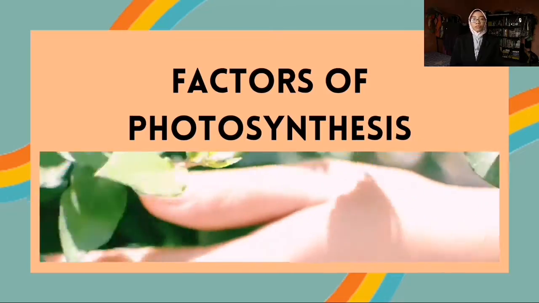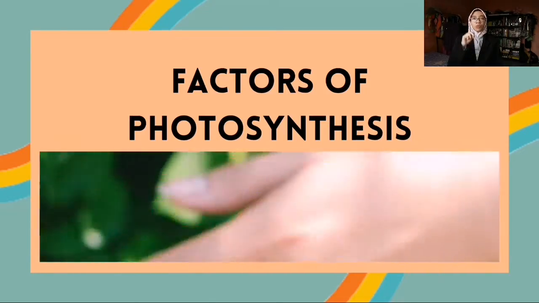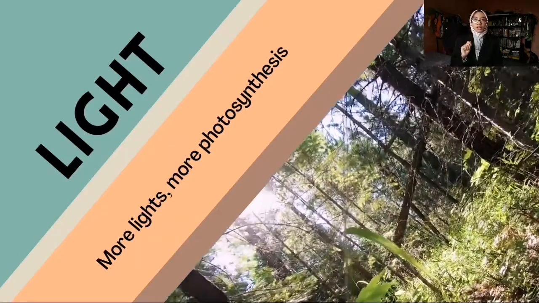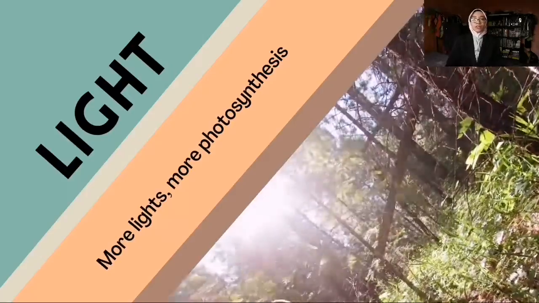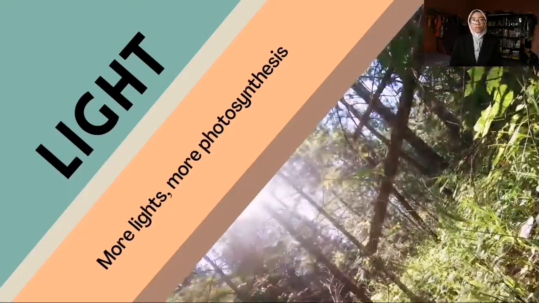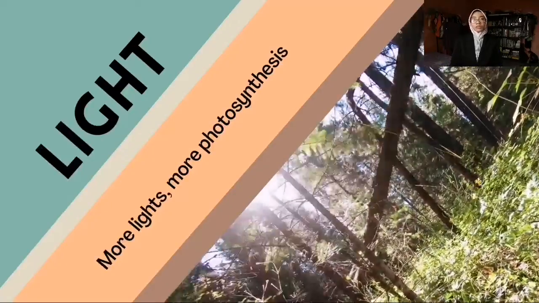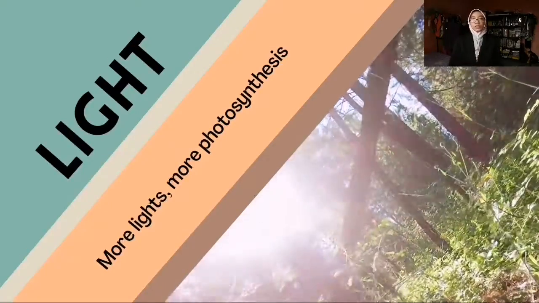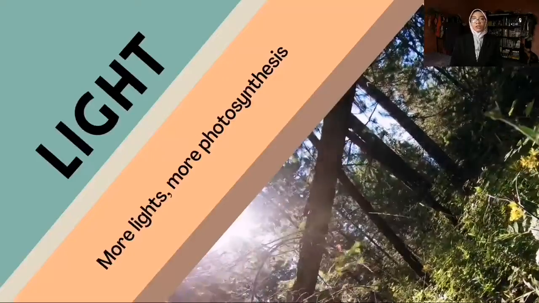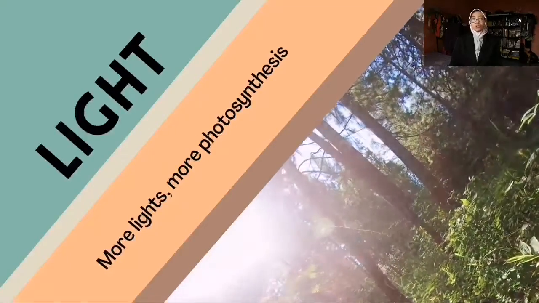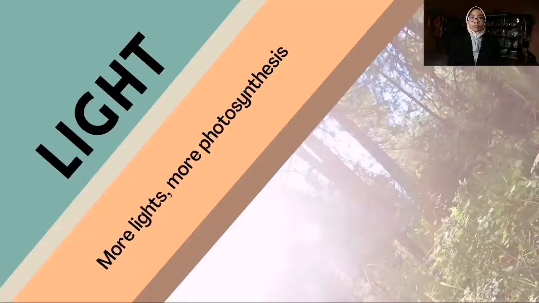Now we'll be going to the factors of photosynthesis. One factor of photosynthesis is light. That means more light, more photosynthesis. The most effective lights are red and blue. However, some plants adapt to different light levels by modifying their new growth to suit the new environment.